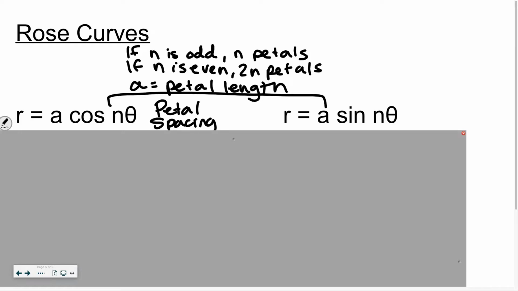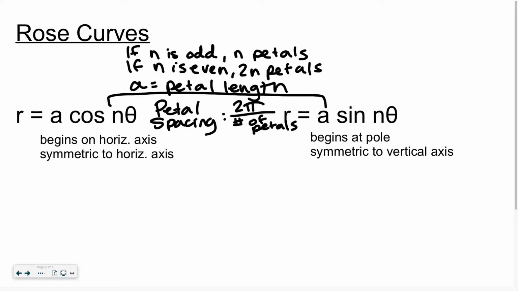This goes off of the idea that the petals are evenly spaced around the rose curve. You have 1 rotation that is 2 pi or 360, and you're going to divide it by the number of petals that you have. So I say 2 pi divided by the number of petals. And those are their similarities. There are some differences, so I have some differences below each of the equations.